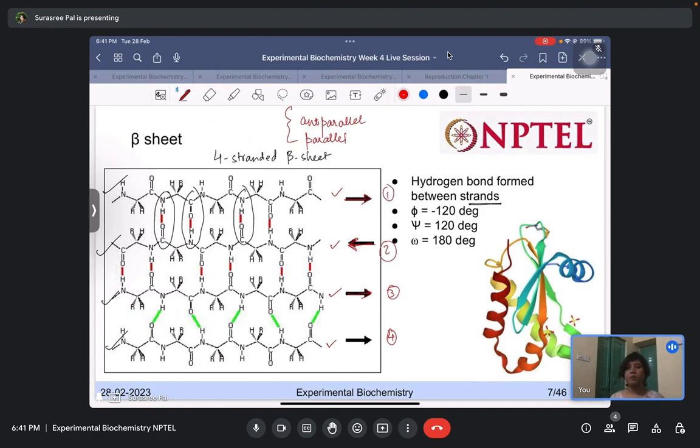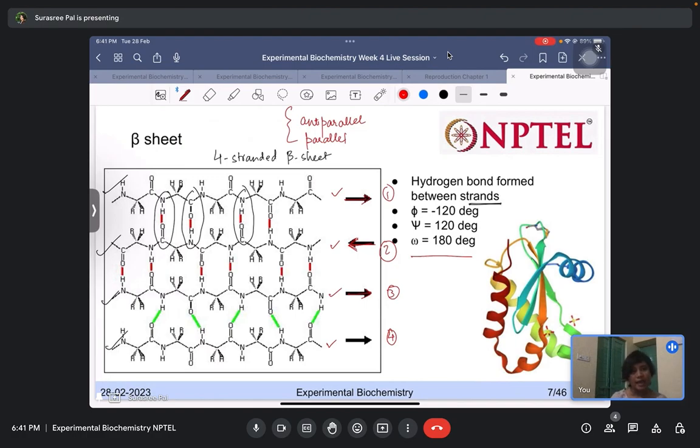So beta sheets can be anti-parallel or parallel depending on their direction. And beta sheets also have particular values of phi, psi and omega angles, the torsion angles, right? So the value of phi is minus 120 degrees, psi is 120 degrees and omega is 180 degrees. So that is how the beta sheets are formed.